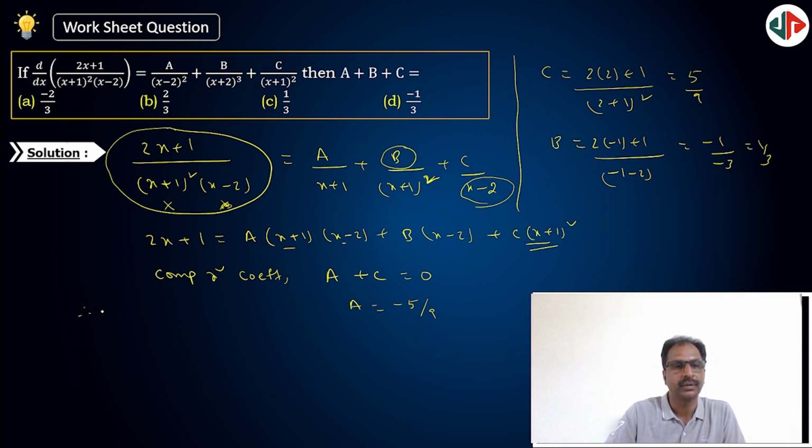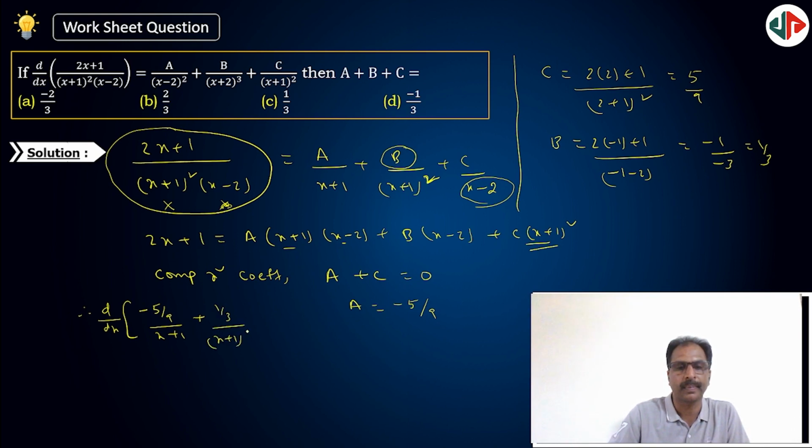Therefore, y = a/(x + 1), which is −5/9 by (x + 1), plus b/(x + 1)², which is 1/3 by (x + 1)², plus c/(x − 2), 5/9 by (x − 2). Now we have to find derivatives for this.